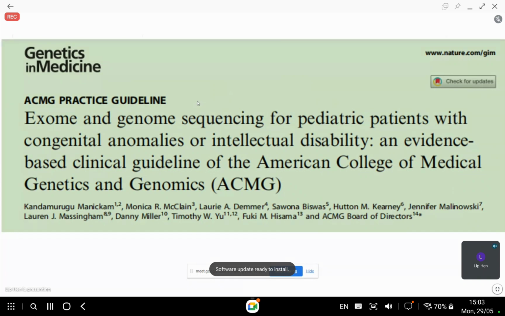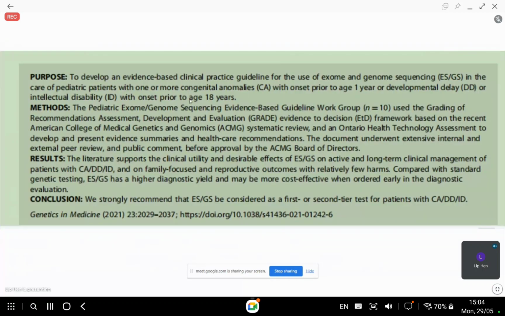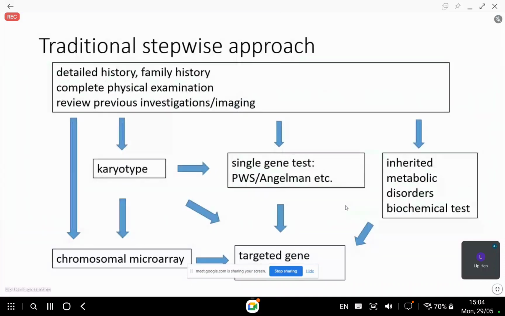So 2 years ago, the ACMG, American College of Medical Genetics, published these guidelines, and they suggest that exome sequencing or genome sequencing can be considered as a first-line or second-line test for patients with congenital anomaly, developmental delay, or intellectual disability. Previously, when we saw a patient with delayed development, we took detailed history, family history, examination, and reviewed the investigations, and we did a stepwise approach from one test to another test.